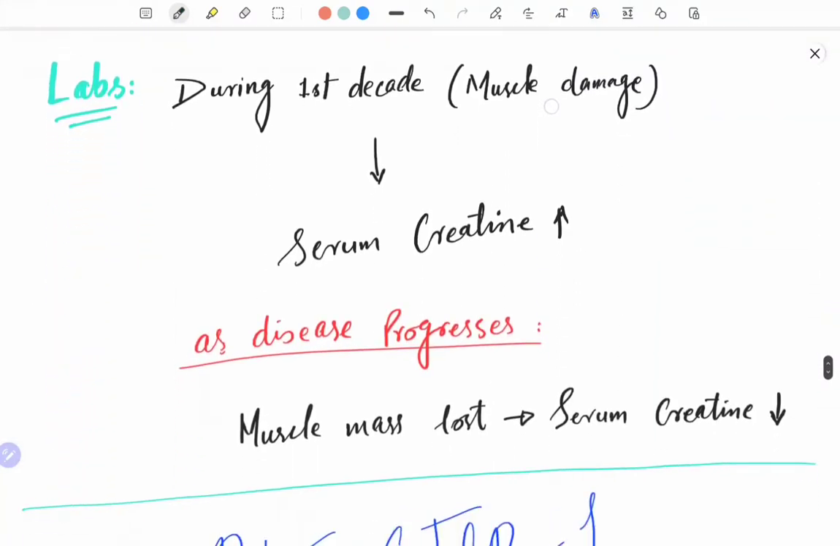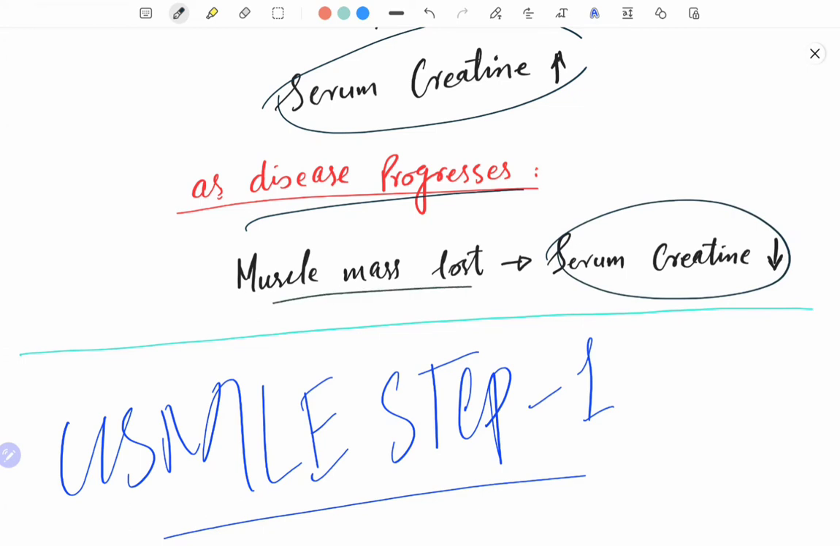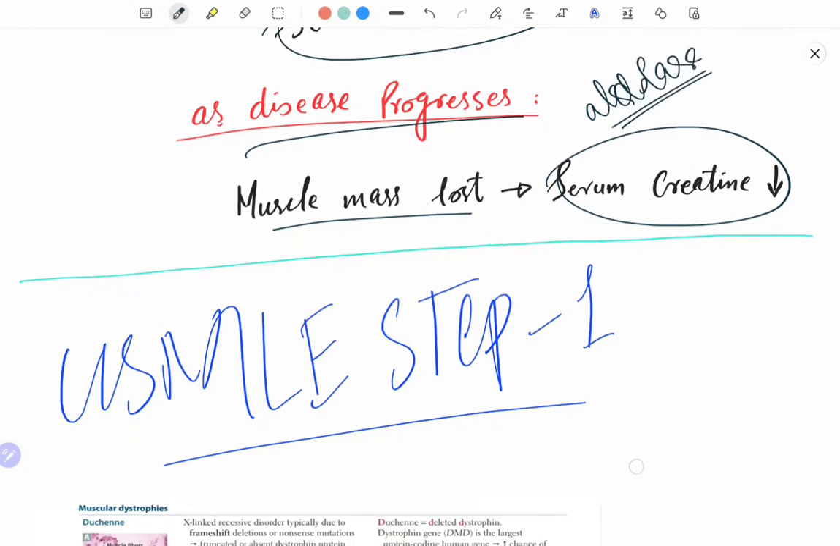And in lab diagnosis, during the first decade, muscle damage occurs, and it may lead to increased creatine kinase level in the blood. And as the disease progresses, the creatine level decreases because there is muscle mass lost, and aldolase is also increased. Aldolase enzyme is also increased in the blood.